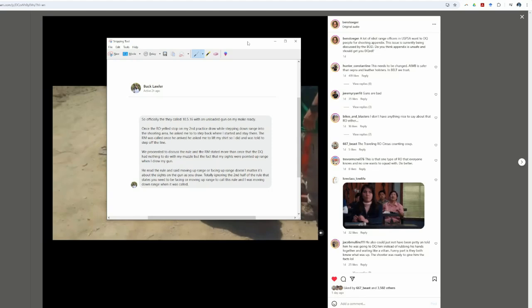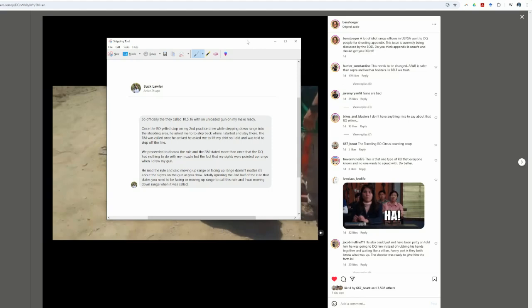We proceeded to discuss the rule, and the RM stated more than once that the DQ had nothing to do with the muzzle, but the fact that my sights were pointed uprange when I drew my gun. He read the rule and said, moving uprange or facing uprange doesn't matter, it's the sights on the gun as you draw, totally ignoring the second half of the rule that states you need to be facing or moving uprange to call this rule, and I was moving downrange when it was called.